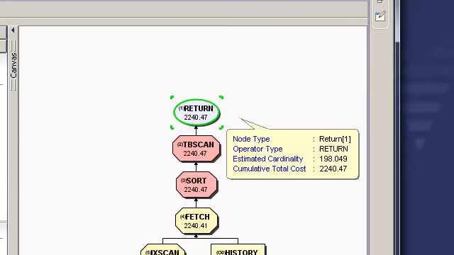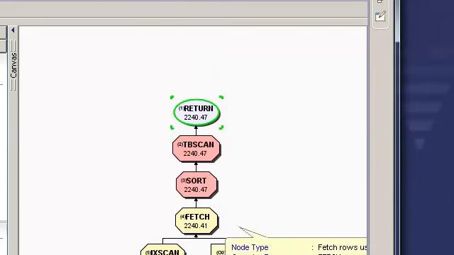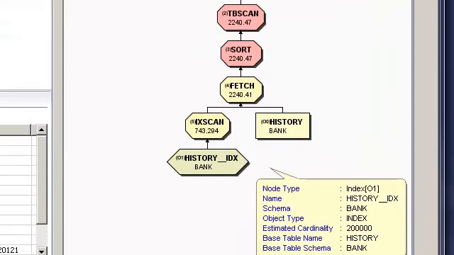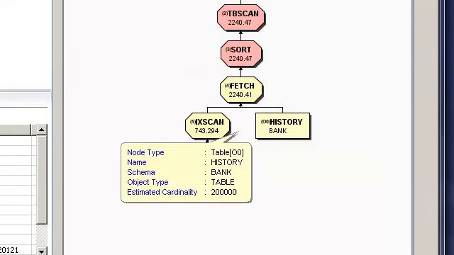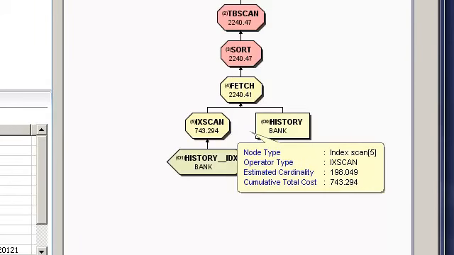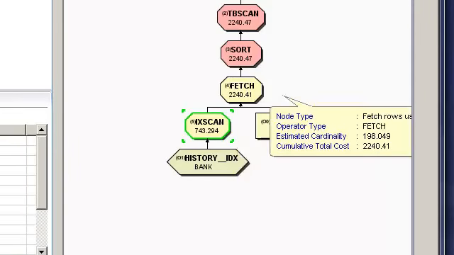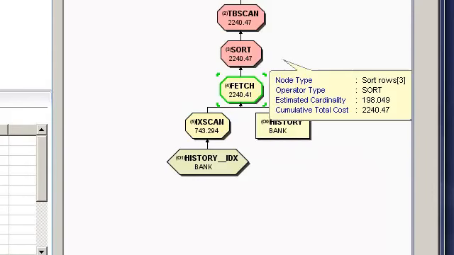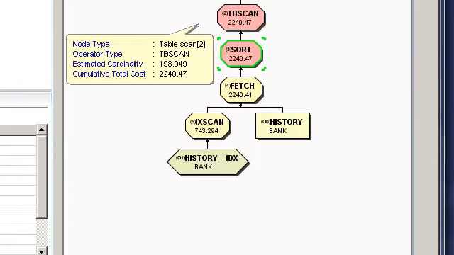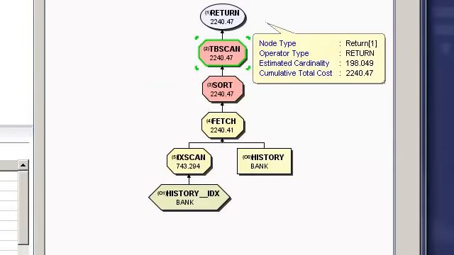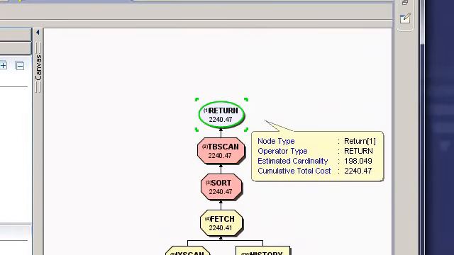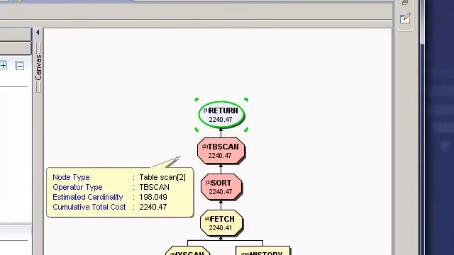A quick review of the access plan. The return shows an estimated cost of $22.40. Processing begins here. There's the icon that shows an index, the icon that shows the table. We have the index scan operation, so access to the index, the fetch operation, the access to the table, the sort, and we had an order by clause, so we have a sort operation. Table scan is to retrieve the sorted result and then return the result to the application. So total estimated cost of $22.40.